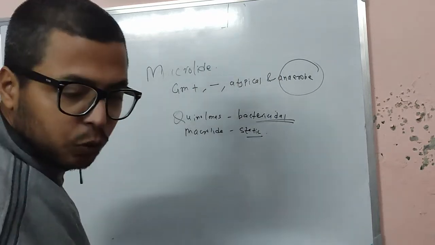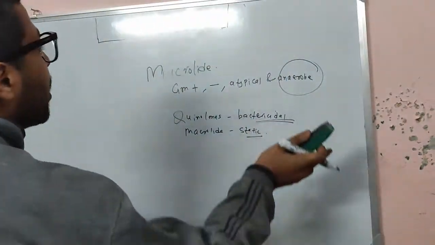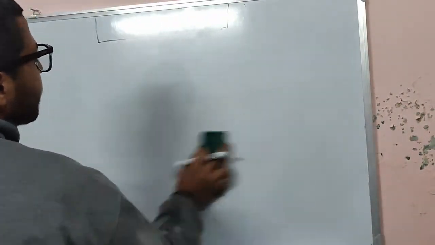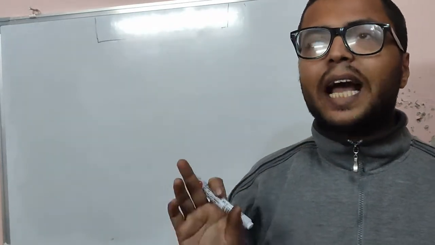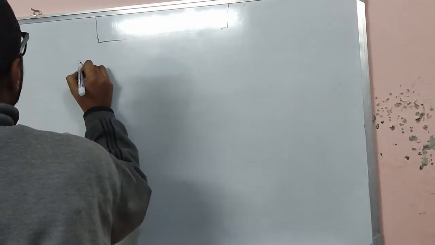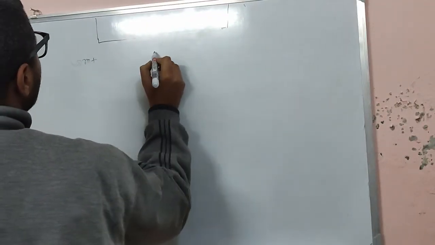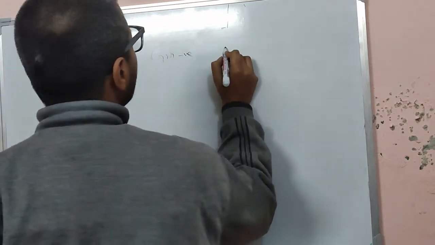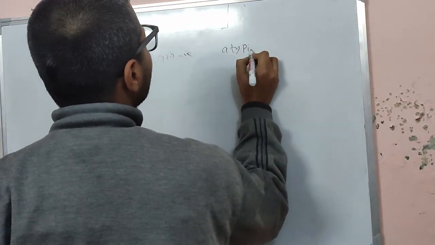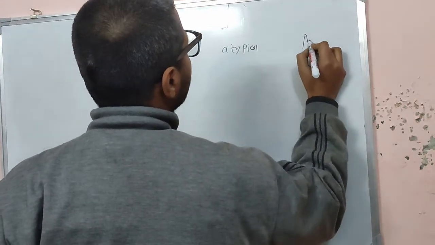So now we are going to start our discussion of antibiotics. Before that you have to learn about the types of bacteria which fall under different classes. Basically I will be dividing bacteria into four classes: gram positive, gram negative, atypical, and anaerobes.